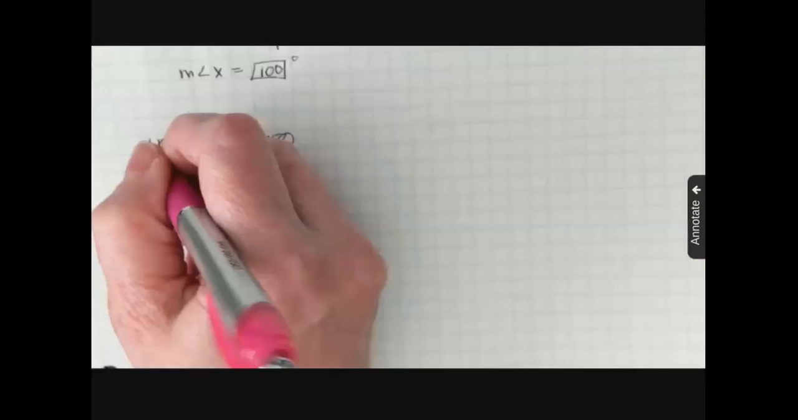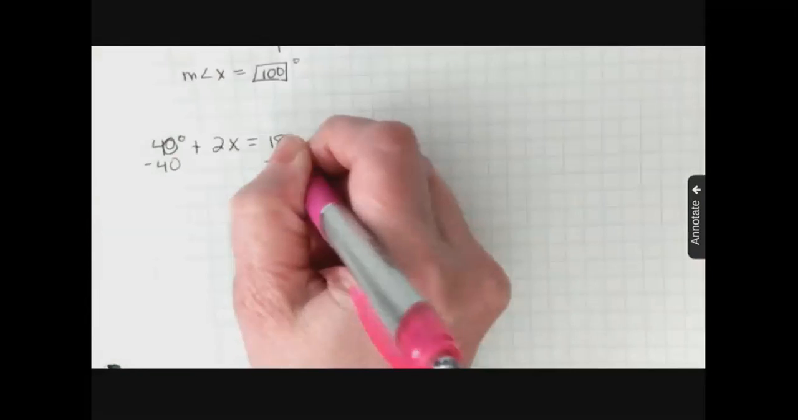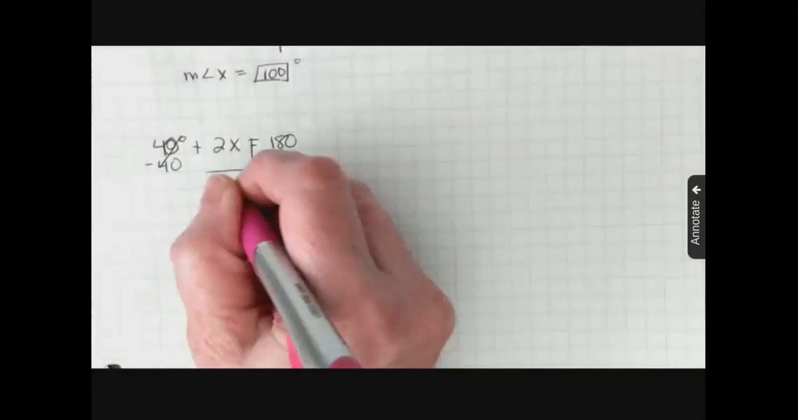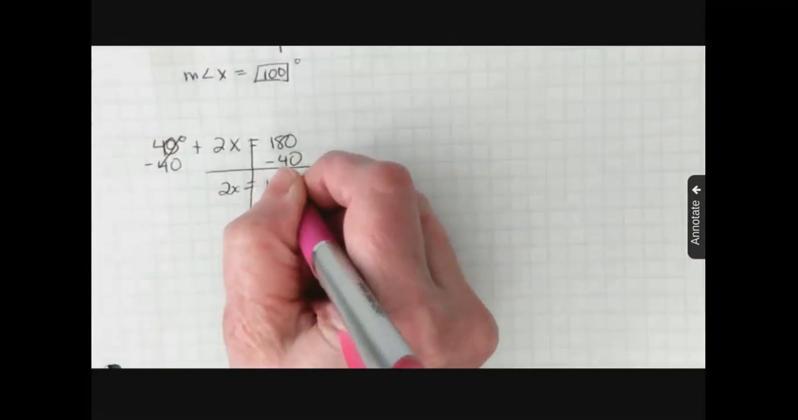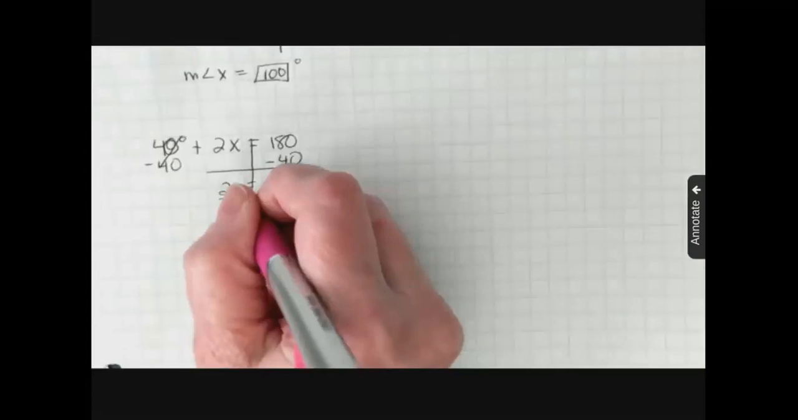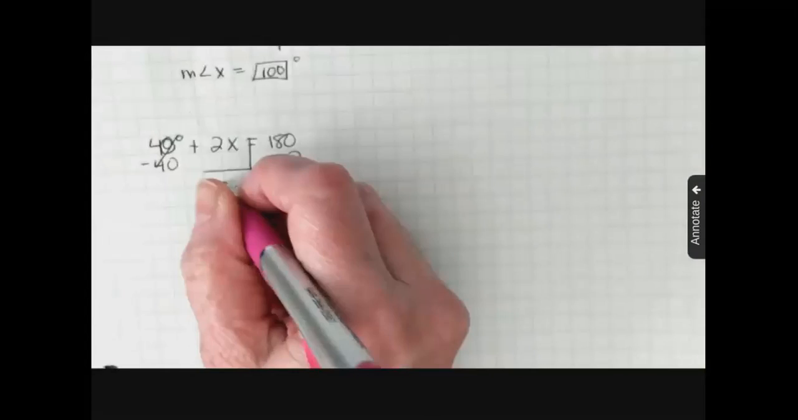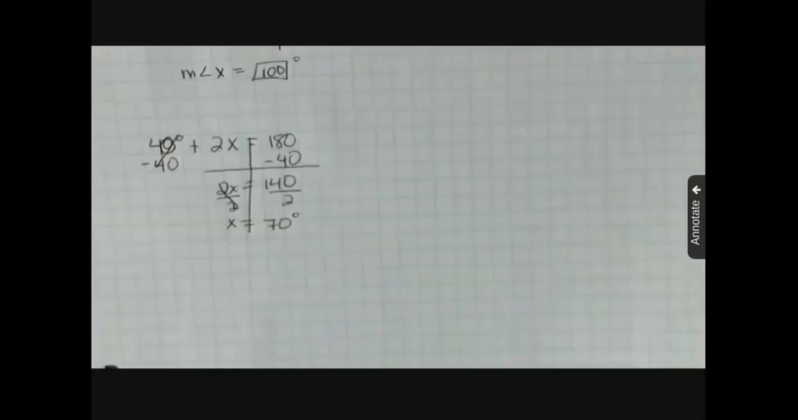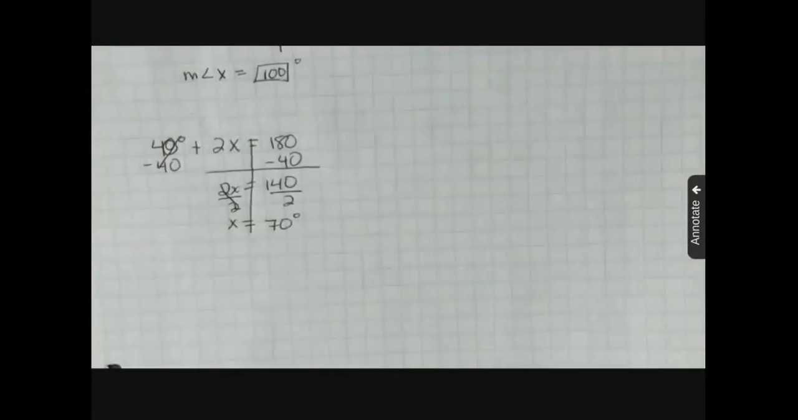If you subtract that 40, that leaves 2X equals 140. You're going to divide by that 2 to cut them in half, and each angle will equal 70 degrees. So that's how that works.